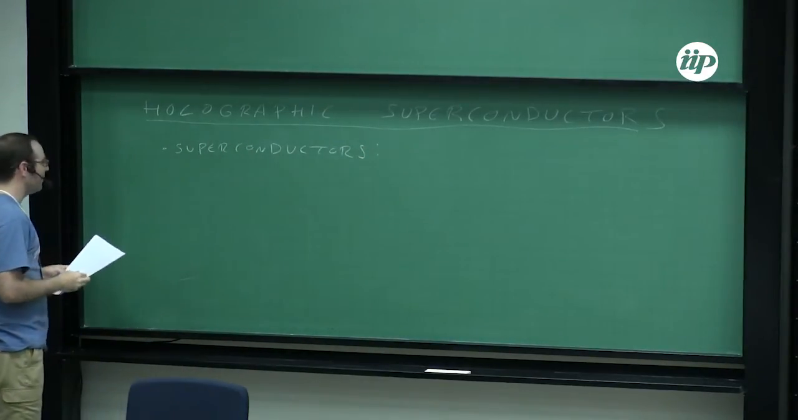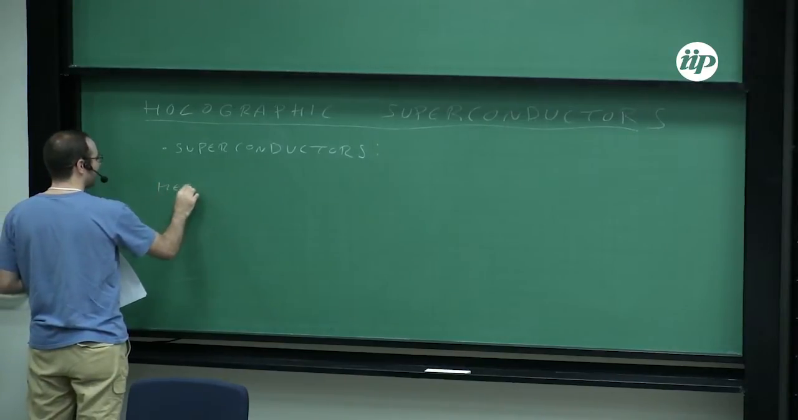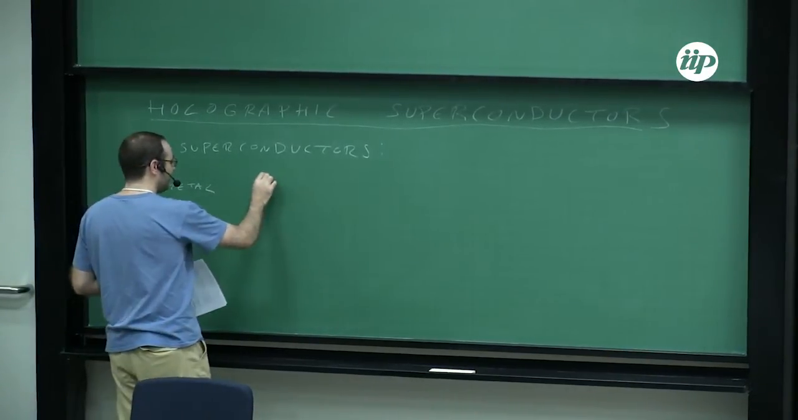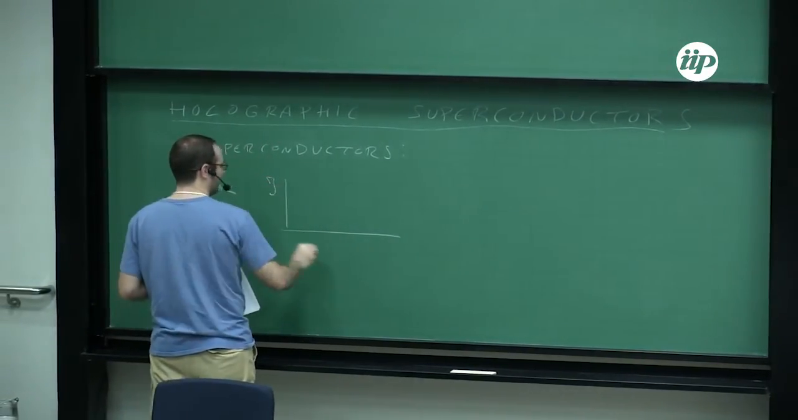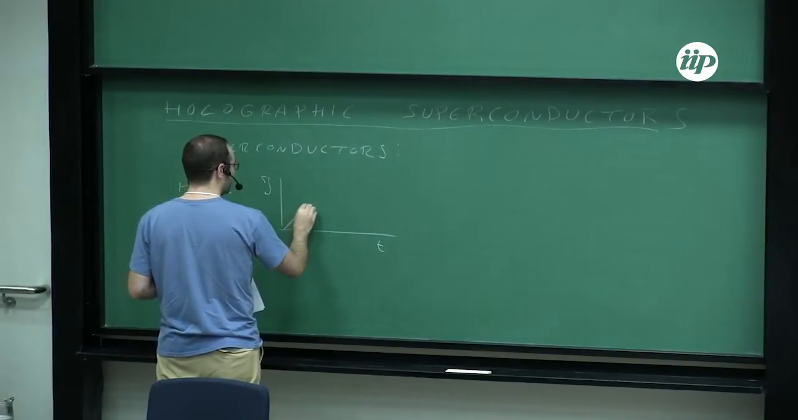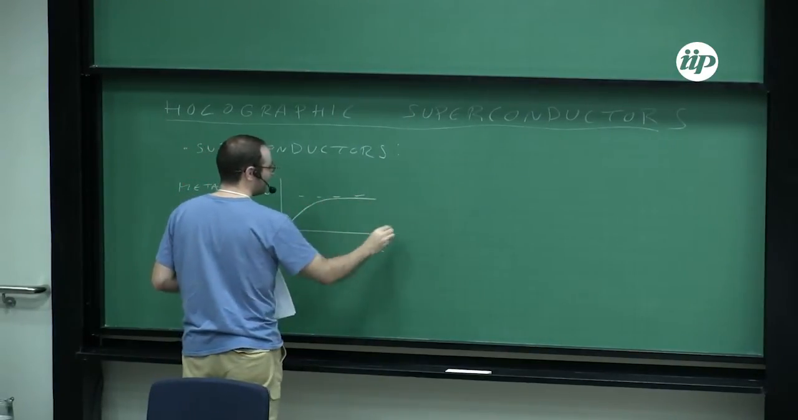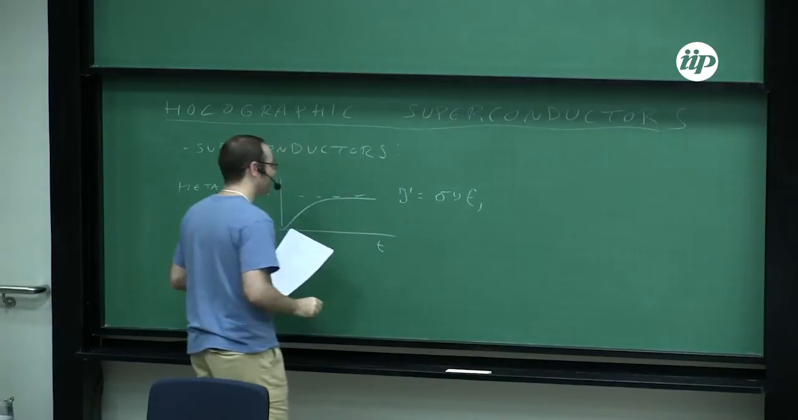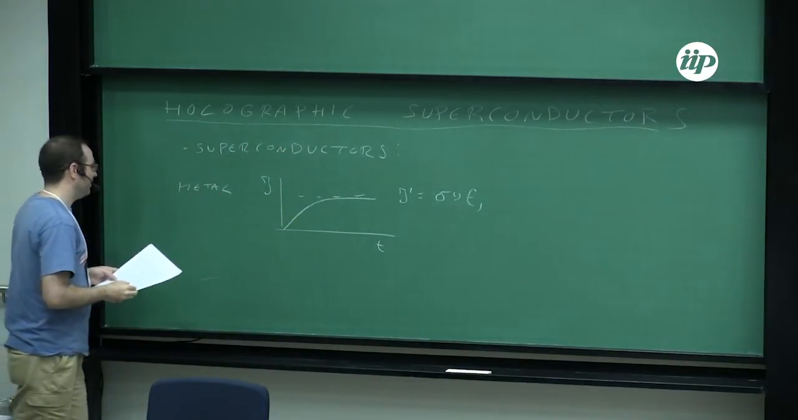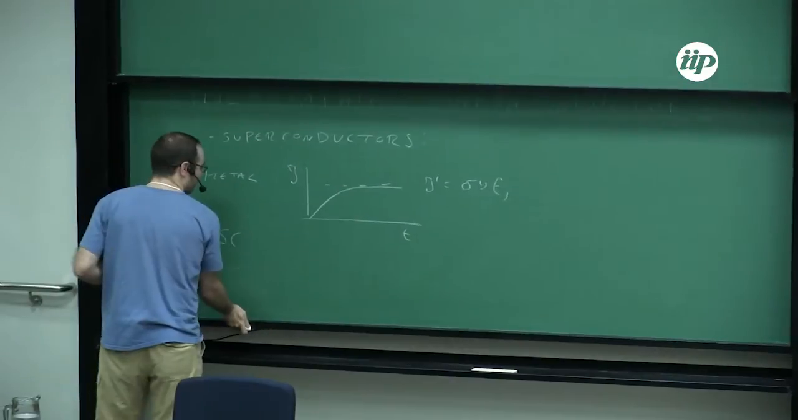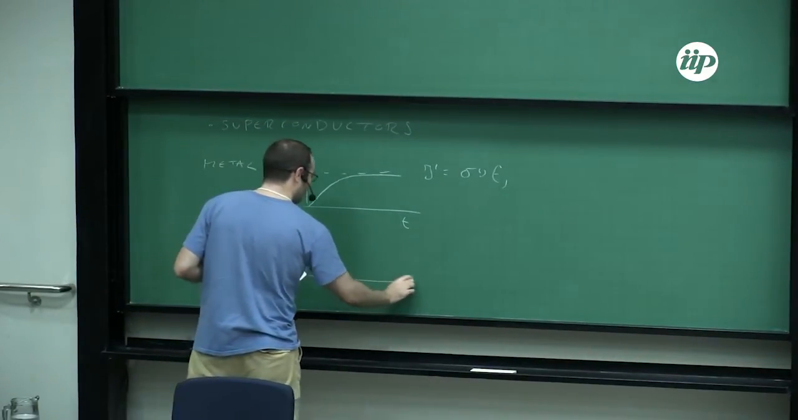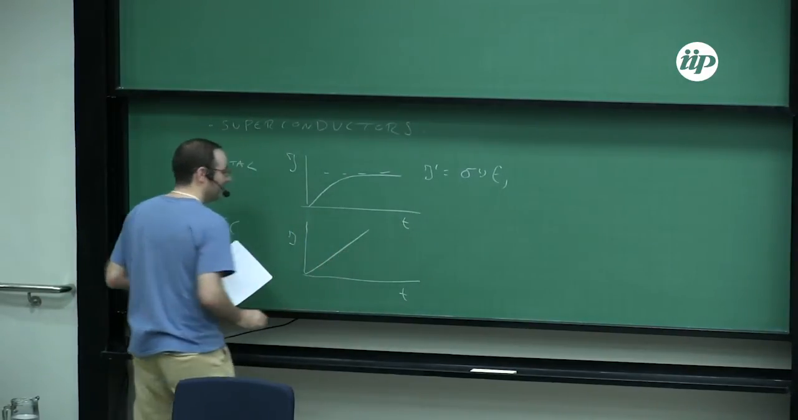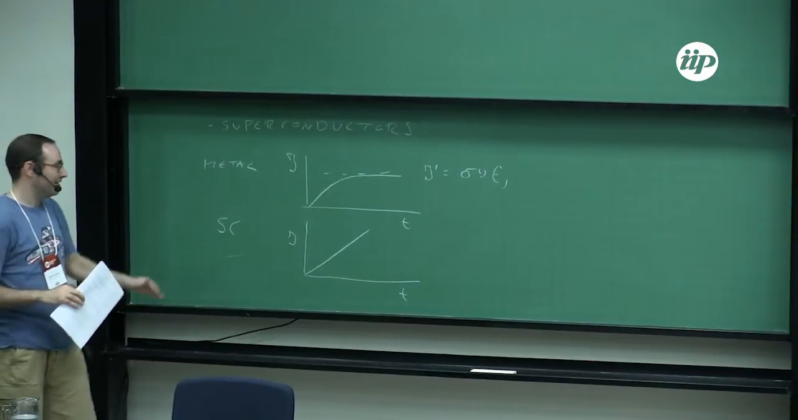We have a normal conductor, a metal, and we introduce an external electric field. Then the current, as a function of time, will start growing, and then it will saturate at some value. And this value is determined by the conductivity. Now we have a superconductor. Then the current just grows with time if we keep the electric field.